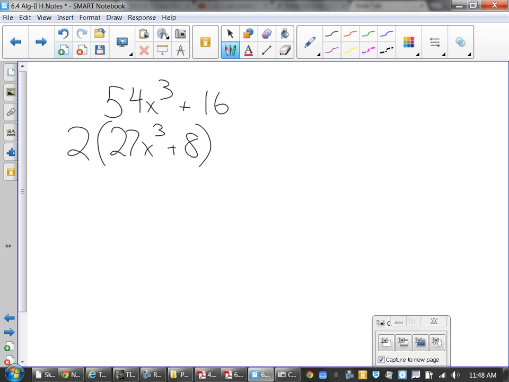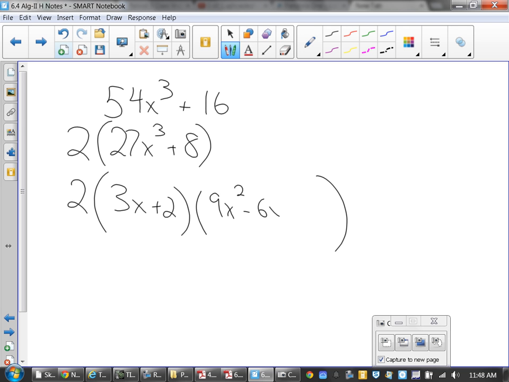So now, is 27x cubed a perfect cube? Yes. Is 8 a perfect cube? Yes. So you bring the 2 with, so it's 2 times the quantity 3x plus 2. Now what goes in here? 9x squared, minus 6x, plus 4. And you're done. Every once in a while, you might have to factor out some constant to make it work.